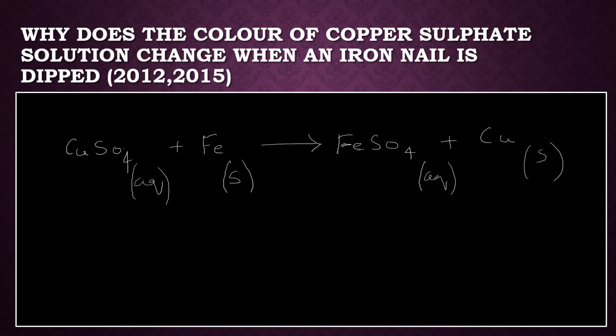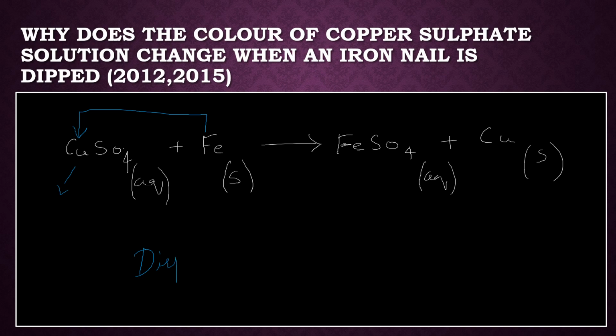Here, only one element has been displaced. So this copper alone is kicked out by this iron. So only one element is displaced. Normally, this is called a displacement reaction. In the previous slide, we saw what a decomposition reaction is, right?